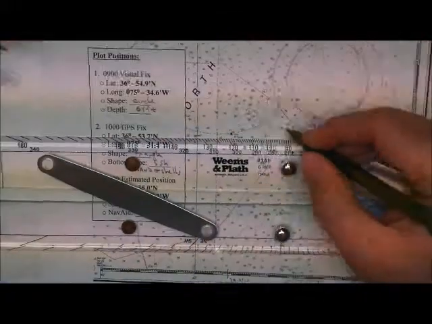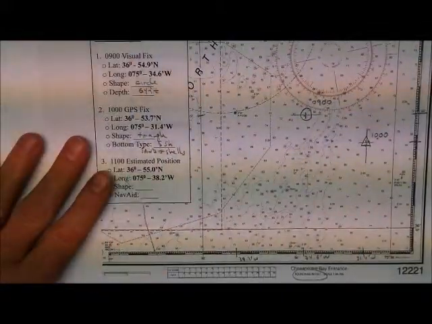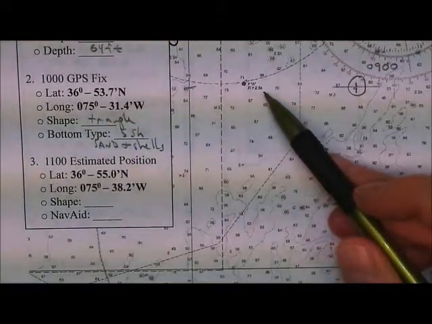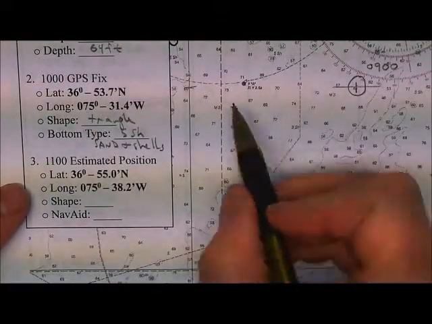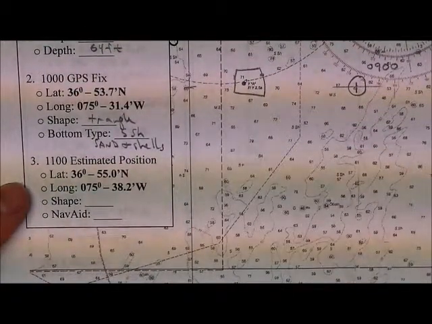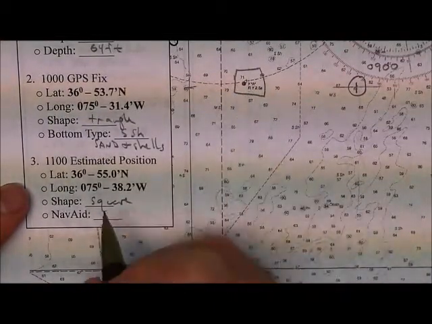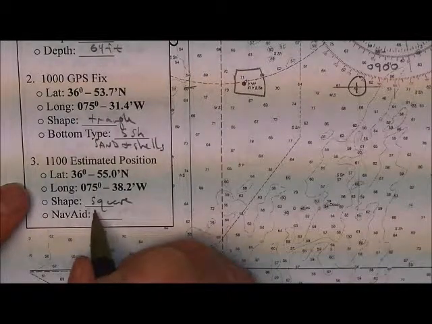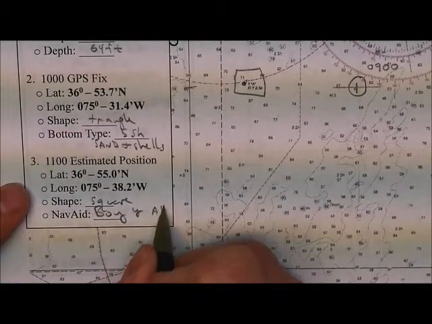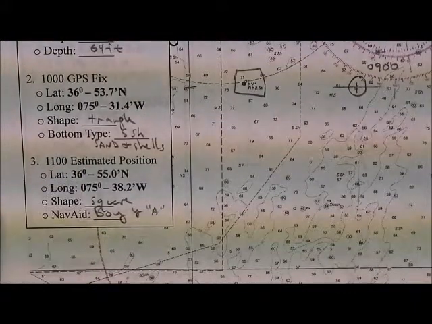Oh, and look at that. It falls right over the Yankee Alpha buoy that we dealt with before in the previous exercises. So it's right on the dead center of that. And estimated position is always done with a square. So that's a square. And the question asks what nav aid is in our square or at our estimated position, and that's the buoy Yankee Alpha. So there you have it, the 11 o'clock estimated position.